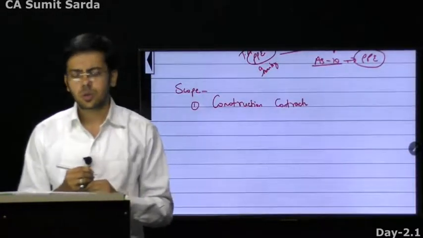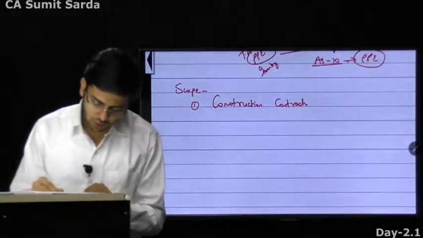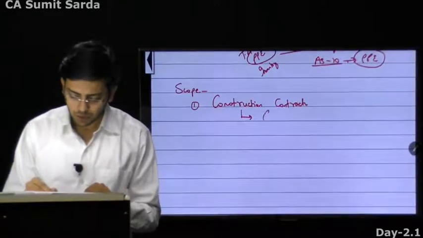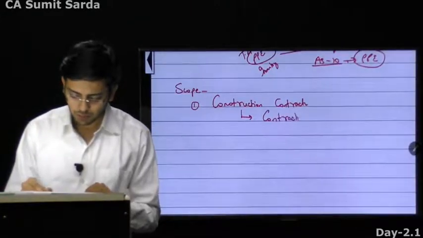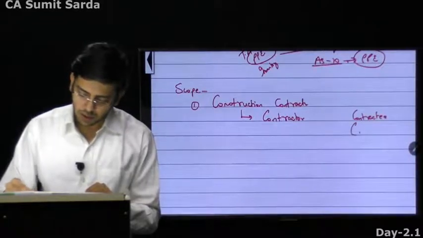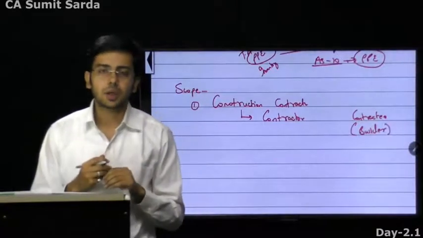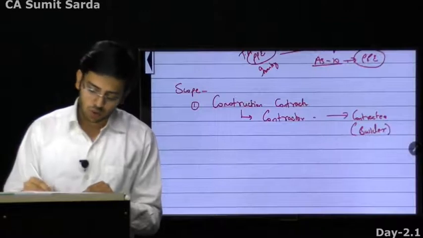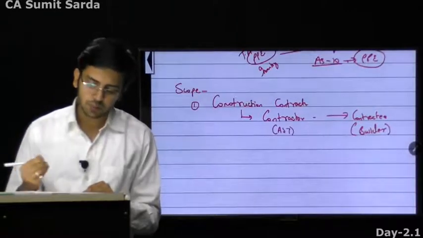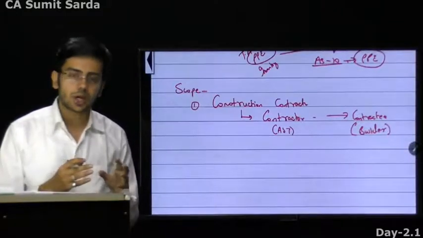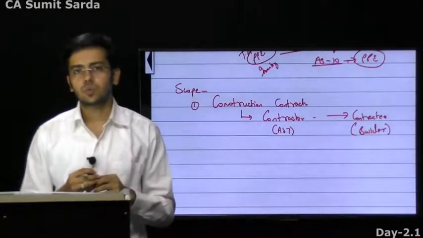Sir, construction contracts. Construction contracts you have studied in CPT under costing as well. There are two types of people. There is a contractor and there is a contractee. The contractee is basically the builder who has given work to the contractor to complete the building. The contractor is working on behalf of the contractee. So for the contractor we have AS7, but for the contractee we don't have any specific standard. And construction contracts are not covered under AS2.